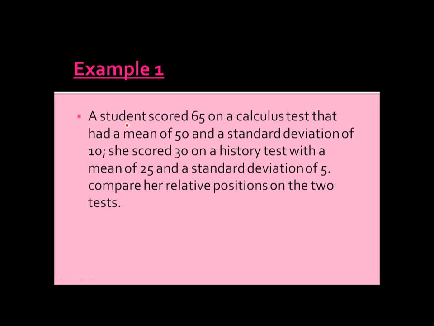Example 1. A student scored 65 on a calculus test that had a mean of 50 and a standard deviation of 10. She scored 30 on a history test with a mean of 25 and a standard deviation of 5. Compare her relative positions on the two tests.